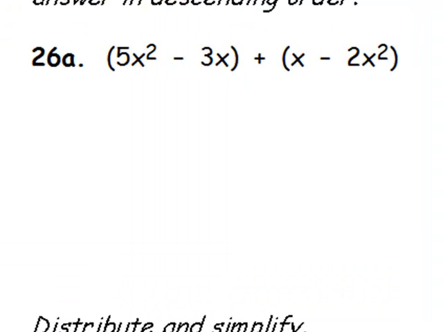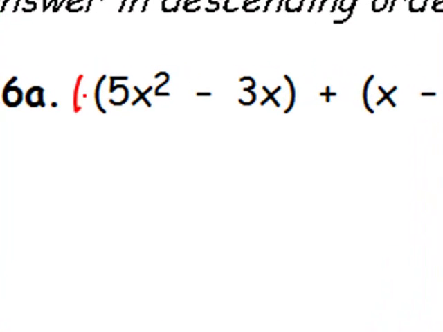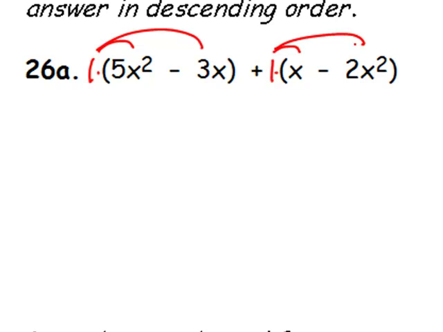For 26a, our instructions are to remove parentheses and combine like terms and write it in descending order. Now, personally, what I prefer to do is put a 1 times in front of each parentheses. And the reason I do that, if there's not another number already, is so that I can distribute. And the truth is, it's more important to do this when it's subtraction, when we're subtracting polynomials, but I do it even when we're adding.